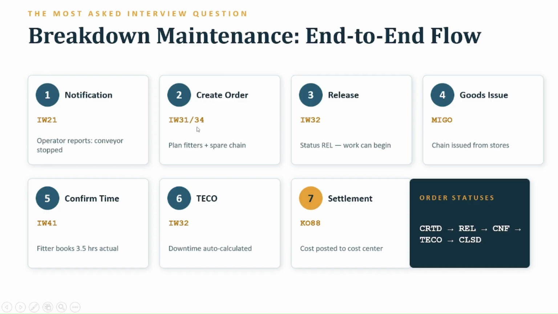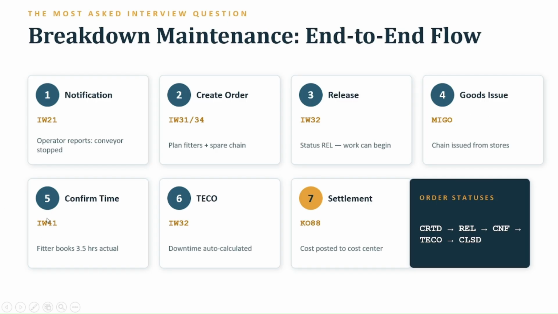IW31 and IW34 are the transactions. Then release the order with IW32, so the status is changed to REL, released. Then goods issue: if any spare part is consumed, we have to perform goods issue through the MIGO transaction.